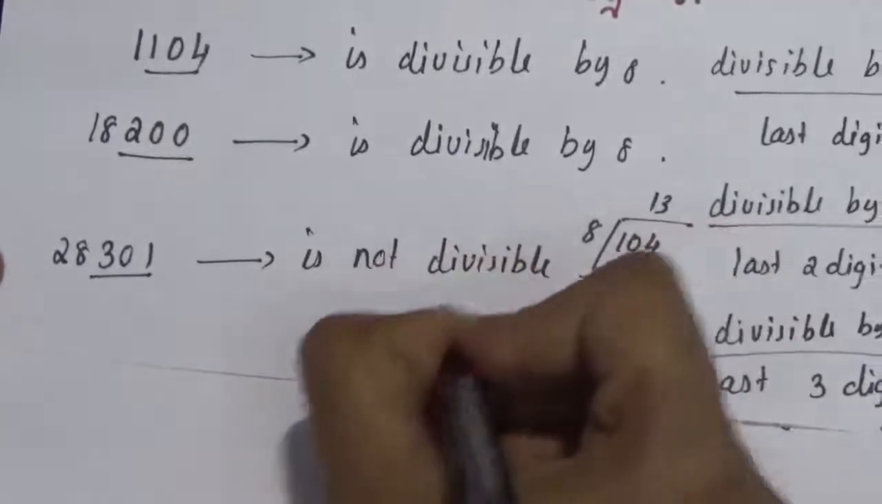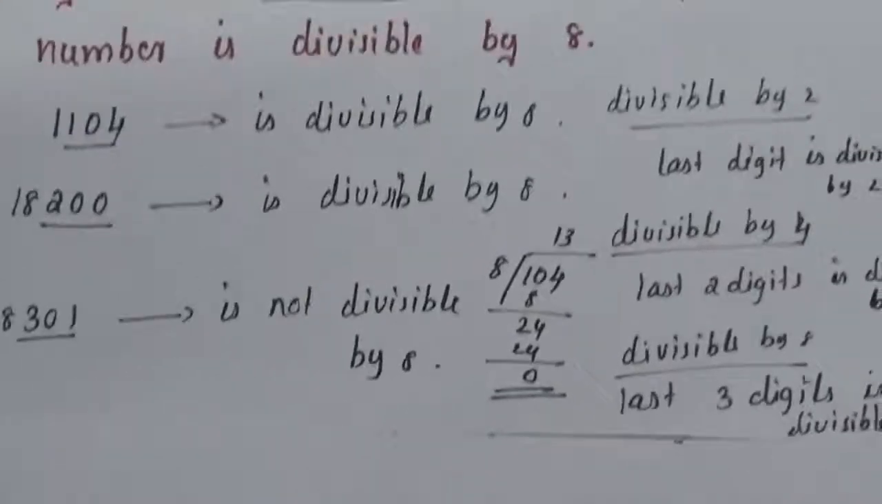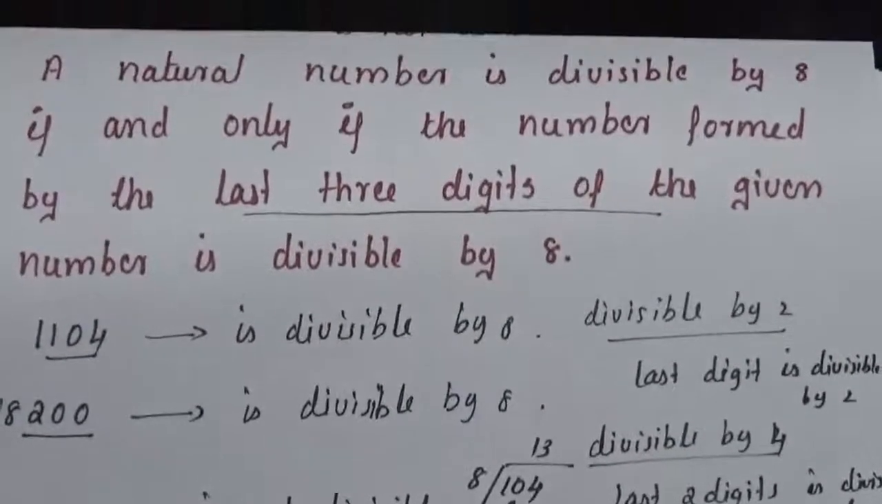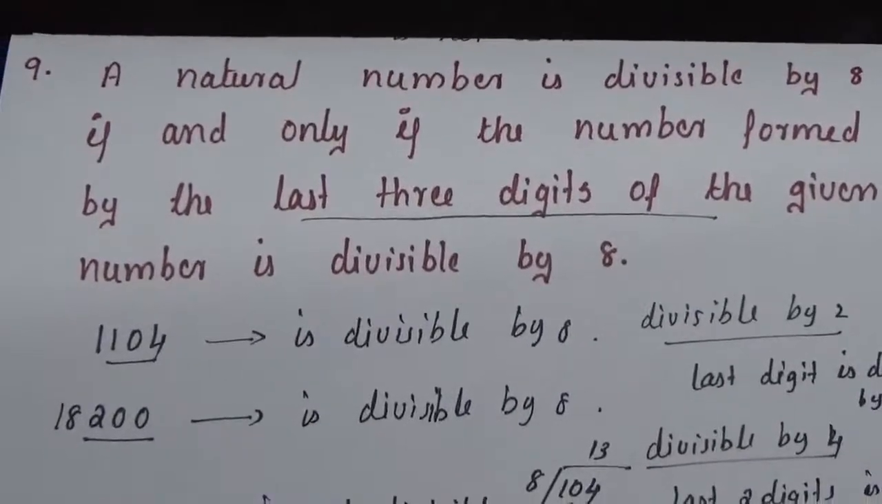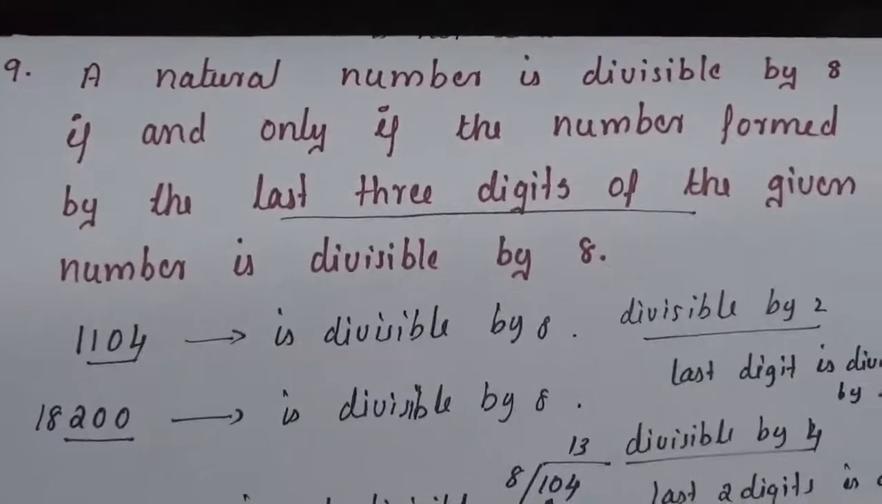So that is the divisibility rule on number 8. That is, a natural number is divisible by 8 if and only if the number formed by the last 3 digits of the given number is divisible by 8.